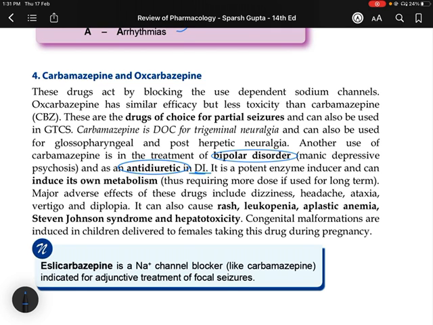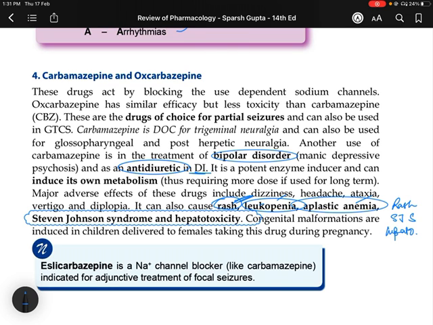It's potent. Major adverse effects of these are dizziness, headache, ataxia, vertigo, and diplopia. It can also cause rash, leukopenia, aplastic anemia, Stevens-Johnson syndrome. Rash should be one big thing. Aplastic anemia, obviously. Leukopenia, okay. Stevens-Johnson, SJS, and hepatotoxicity.